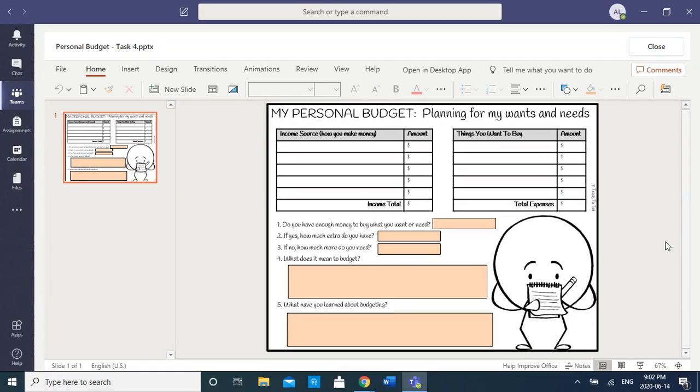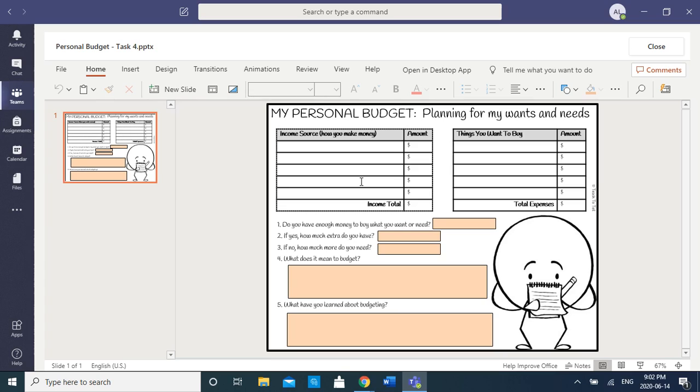One last thing I will mention is, don't panic if you don't have any income sources or if you have very few. I know that some of you may only have birthday money or a few things like that, and that's okay. Even if you have nothing here, that's fine. Still put down things that you would like to buy and calculate how much those will cost, and then you know exactly how much you still need to save if you don't have any income coming in. So that's not a huge deal. You can still fill it in.